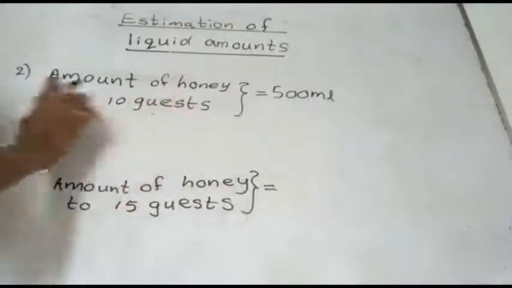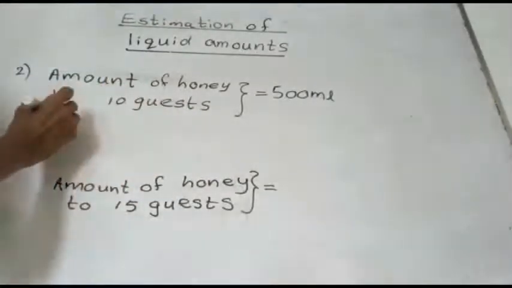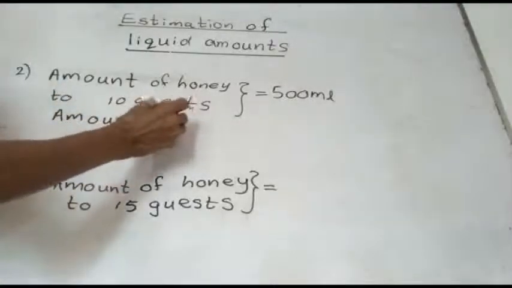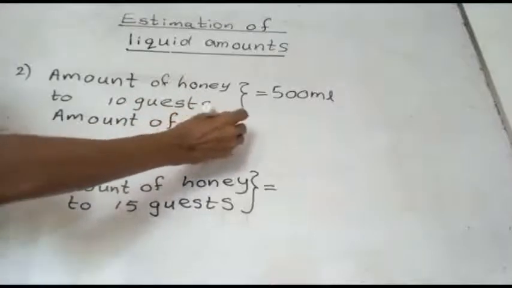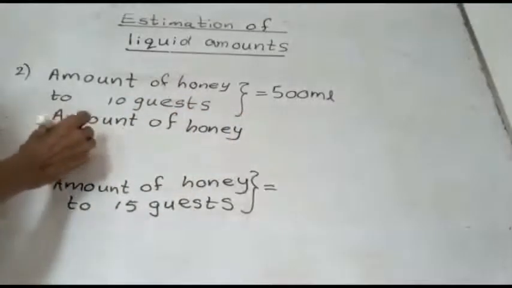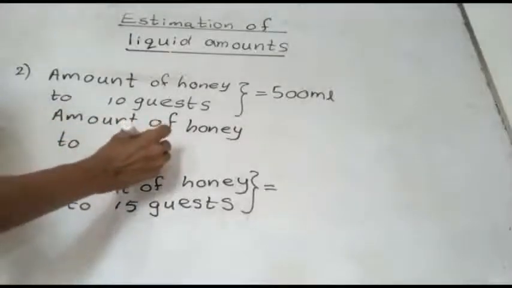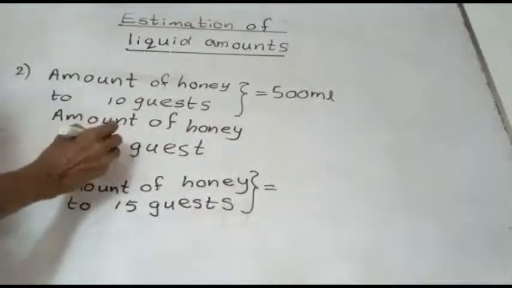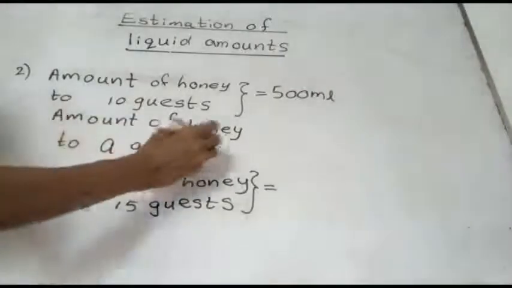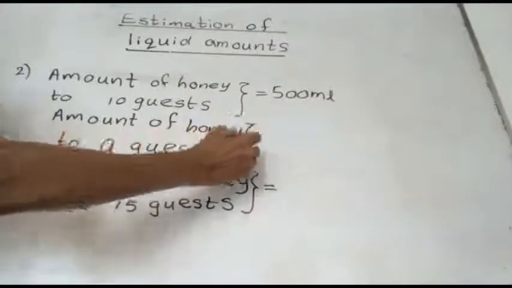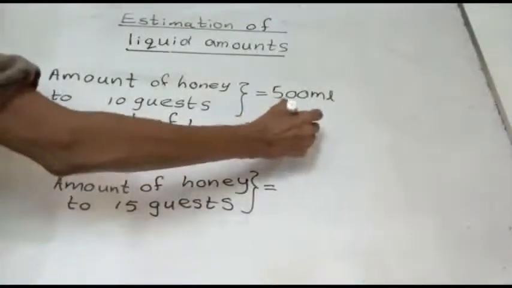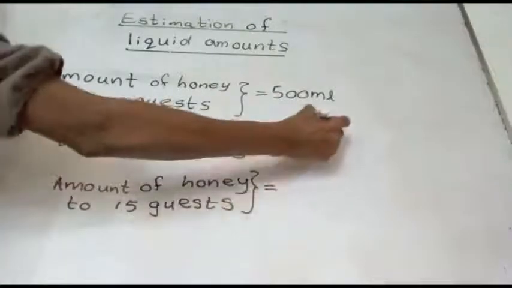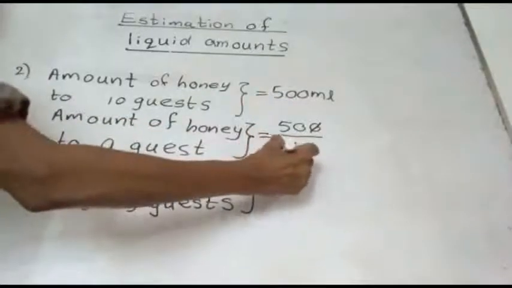Amount of Kitul honey to 1 guest. 1 guest means a guest. A guest is equal to 500 divided by 10. We cut this 0. 50 milliliters.